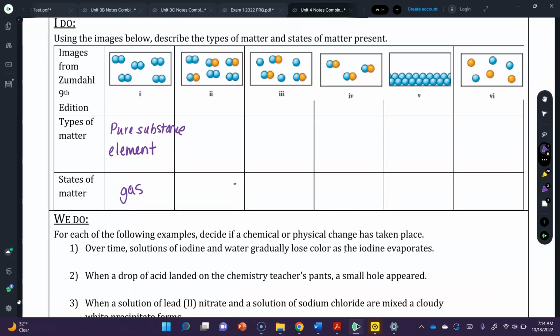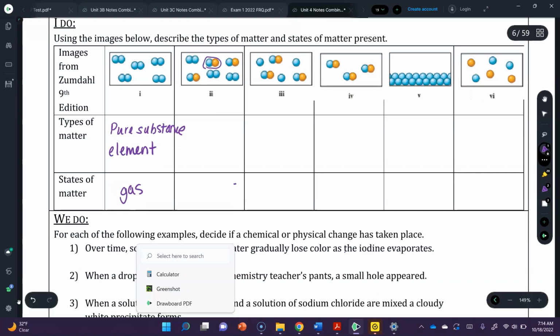Okay. Looking at the next one, we see that we have two different compounds here and here. And so that means that we have a mixture. And it looks like it is uniform, so spread out. So we have a mixture. I'm going to say that we have a homogeneous mixture, because we have two, and in the particle one we can pick out the different ones, but we can also assume that this is just randomly spread out.